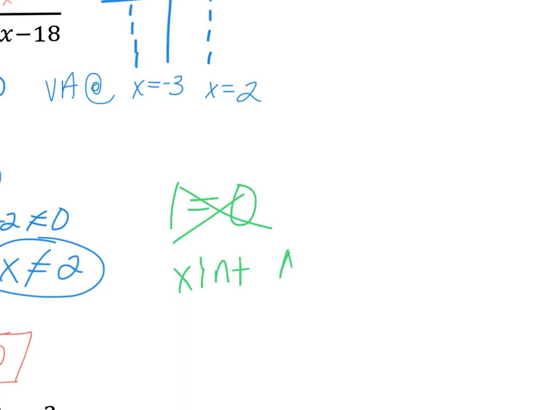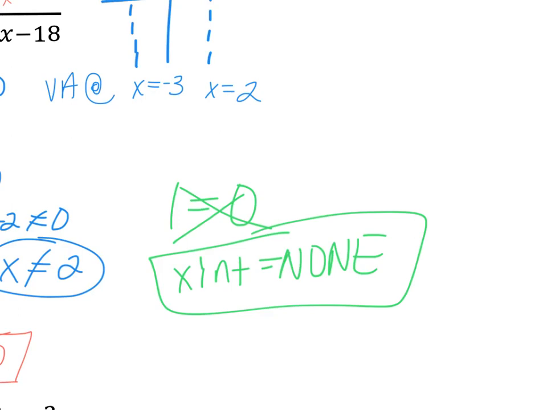Correct. There are none. That does not mean 0. X equals 0 is a place on a graph. There are no x-intercepts here. Questions? We okay? Okay, good.